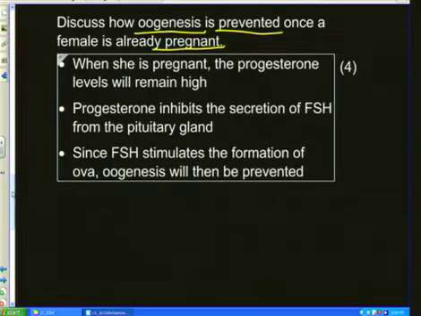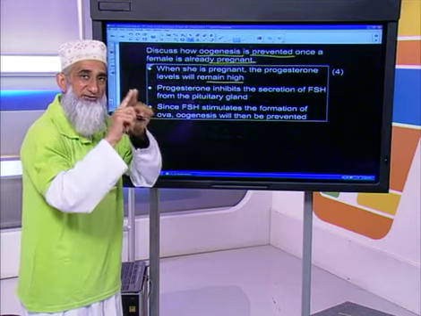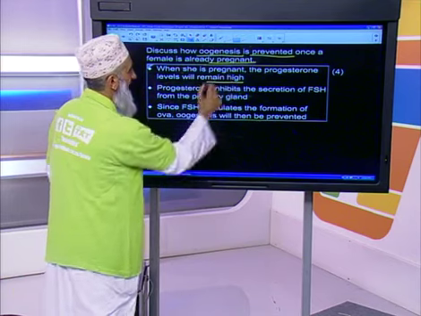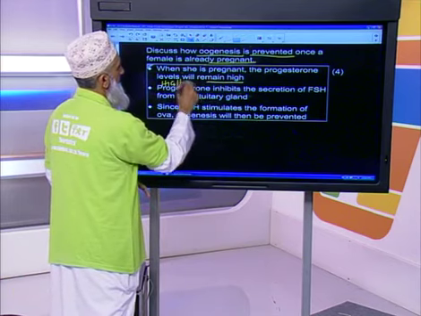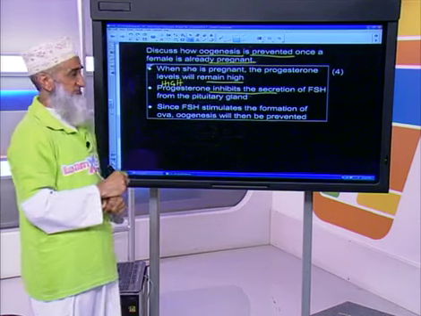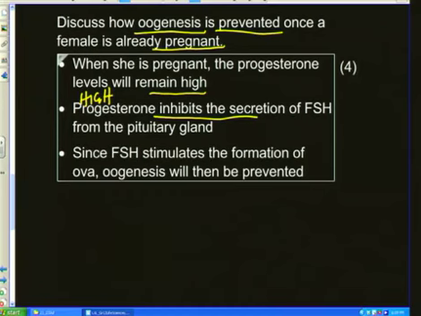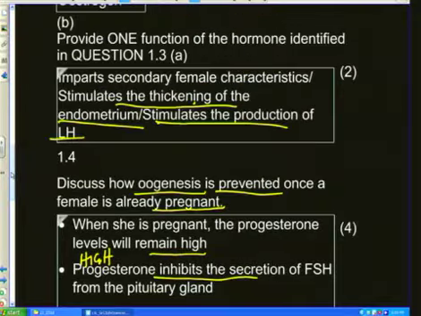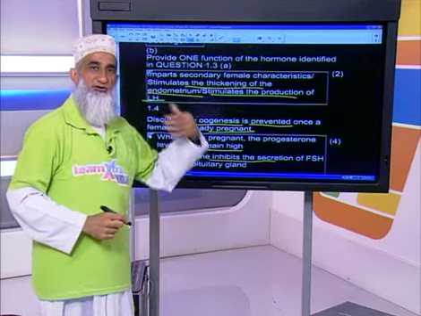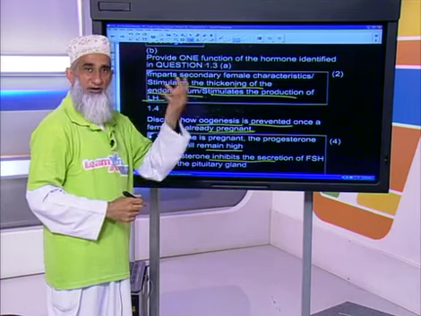So let's look at that answer again. When she's pregnant, the progesterone levels will remain high. The key is not that there is progesterone, but that the progesterone is high. You must mention that. Those two must be tied together. This high progesterone inhibits the secretion of FSH, and it will not stimulate the formation of ova or the follicles, and therefore no oogenesis will take place. So in other words, this was another way of asking you questions on reproduction without just telling you to write an essay on it.